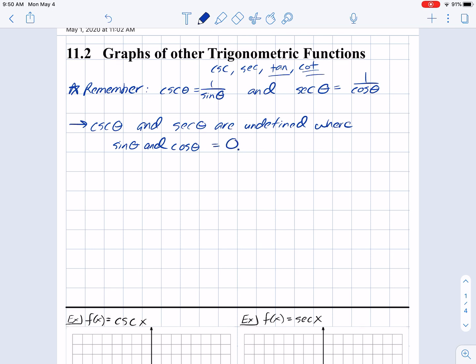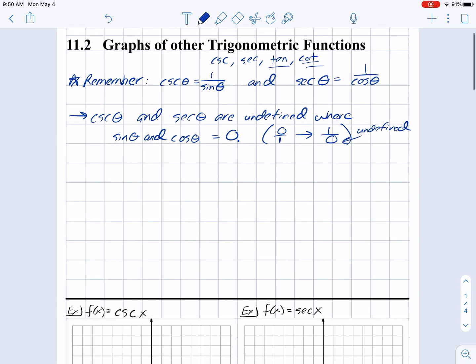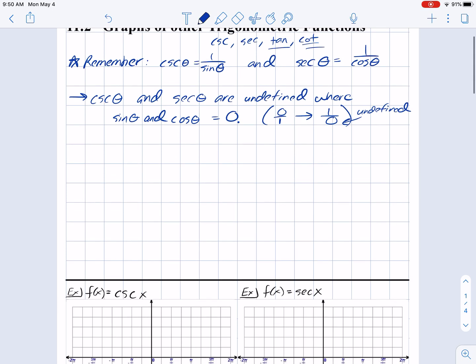Because these are the reciprocals, if sine of theta and cosine of theta equaled 0, well, 0 over anything, let's just call it 1 for now, the reciprocal would be 1 over 0, and we know anything divided by 0 is undefined. Okay? And when we have undefined relationships on graphs, we're going to have asymptotes. So you're going to see what these look like here in just a sec. Let's first illustrate a few other things on here.